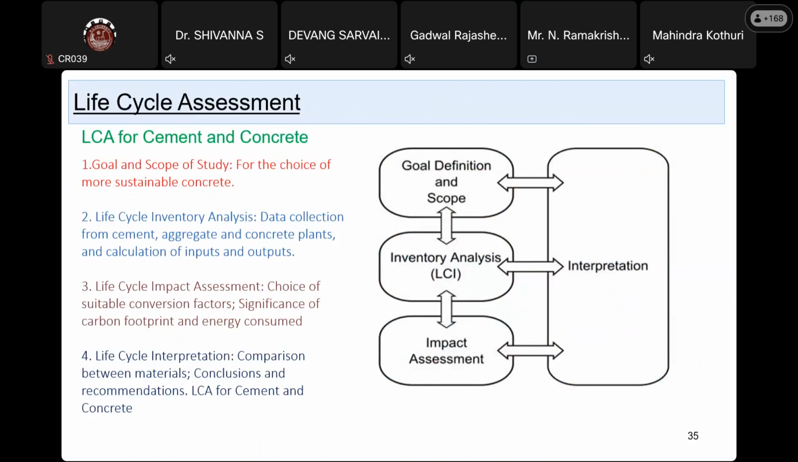In the 3rd step, you find these conversion factors using the data we discussed earlier, and how it impacts the carbon footprint and energy consumed. And finally, you go for the interpretation, where you draw the conclusions and give the recommendations, for the life cycle assessment of cement as well as concrete.